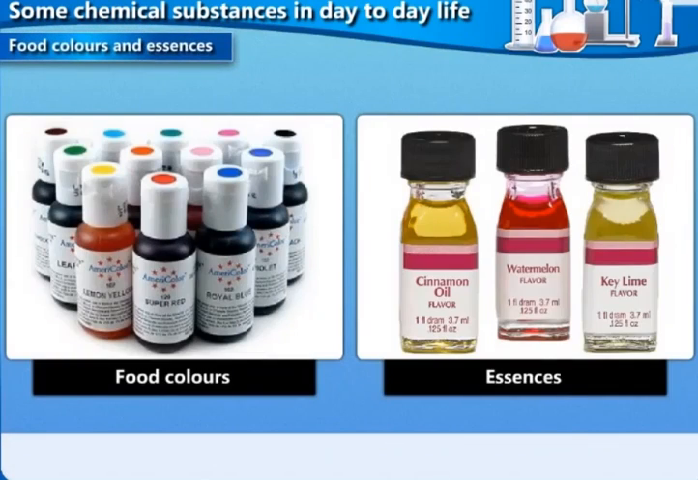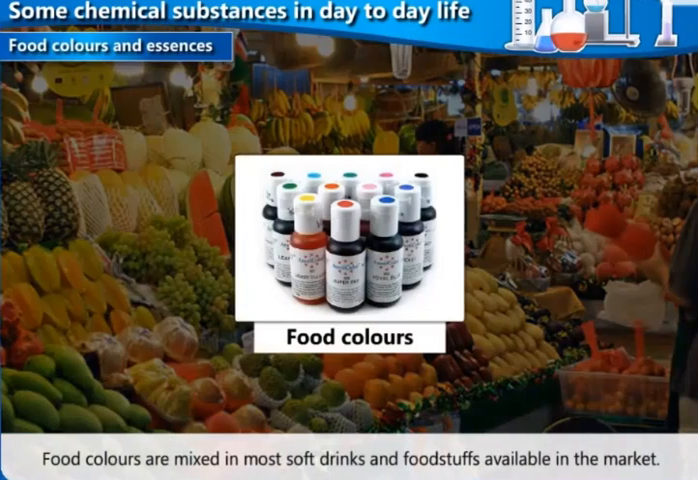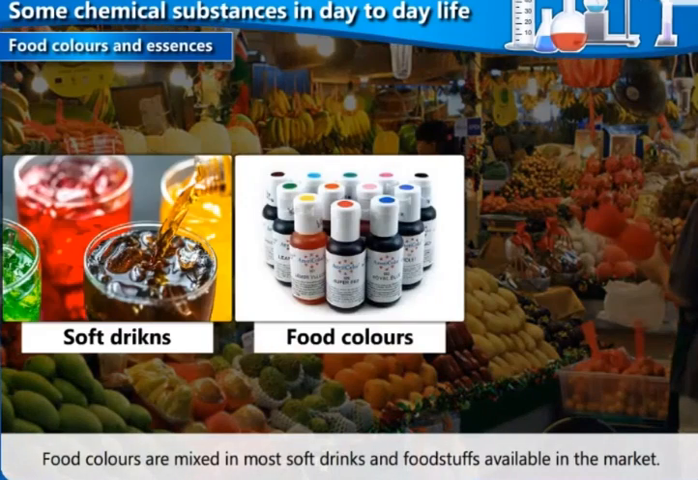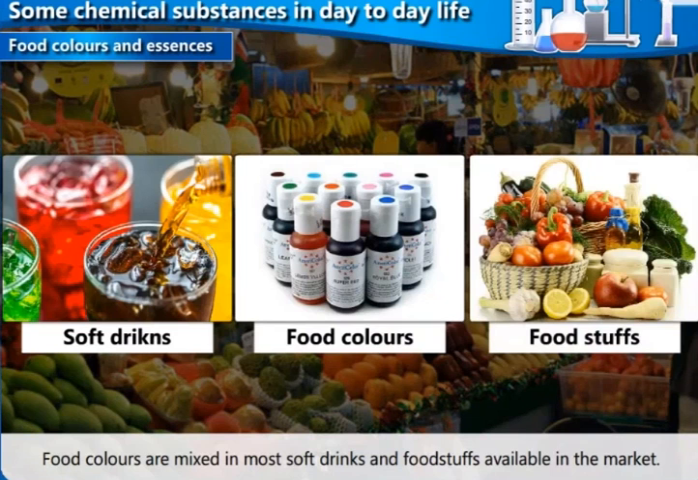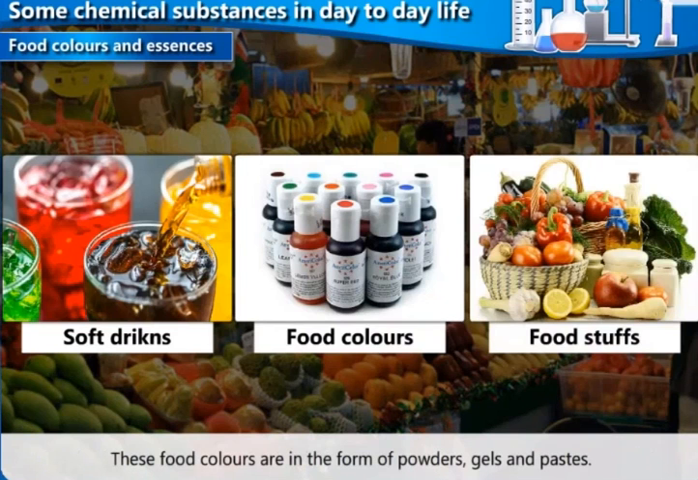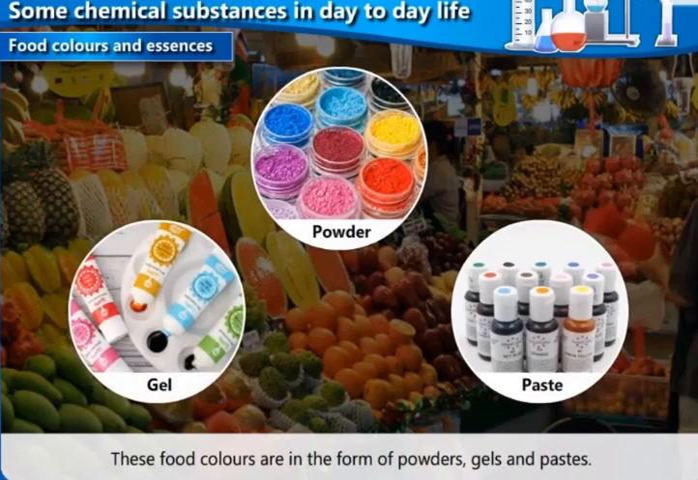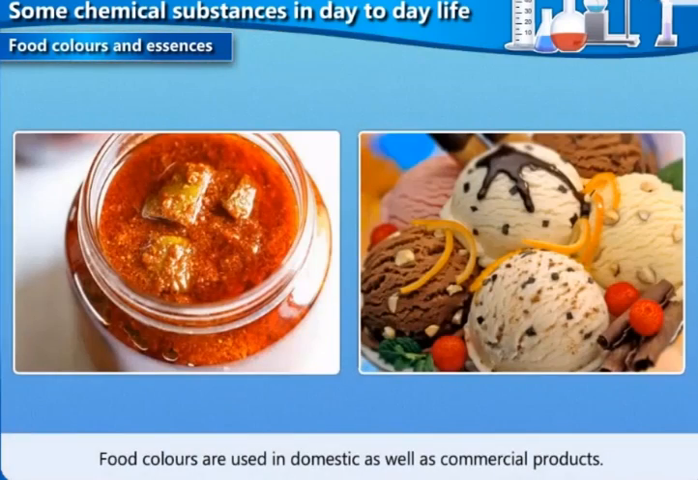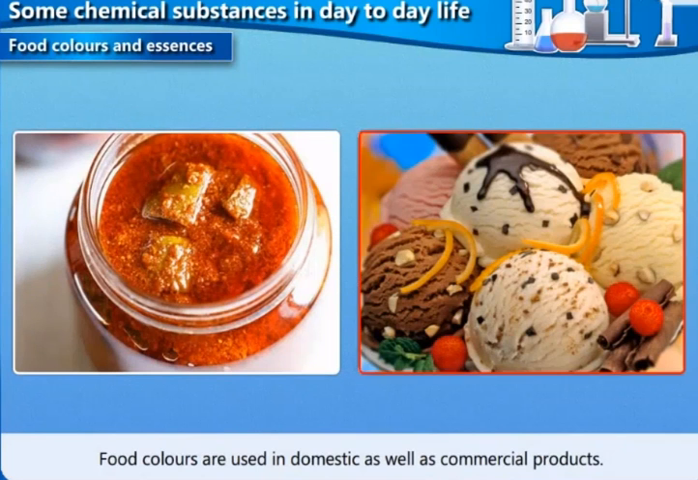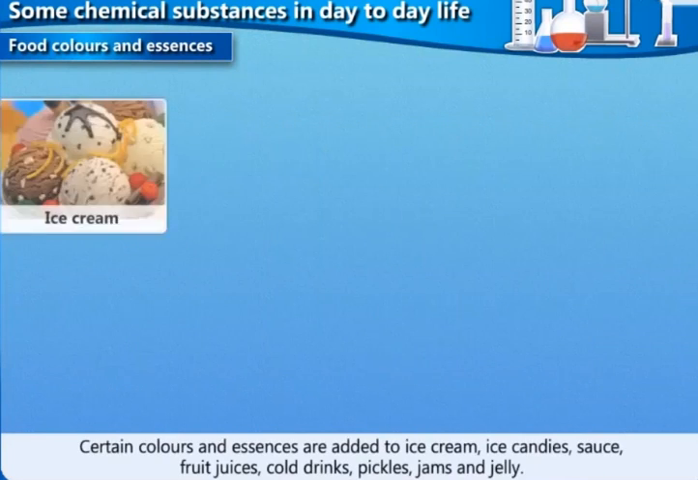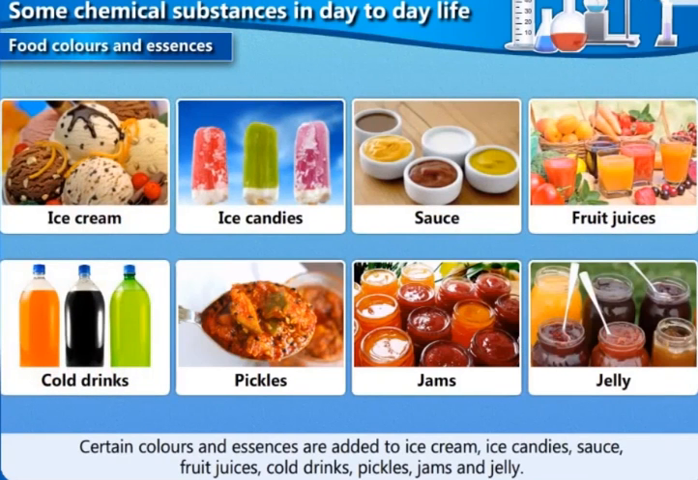Food colors and essences. Food colors are mixed in most soft drinks and foodstuffs available in the market. These food colors are in the form of powder, gels, and pastes. Food colors are used in domestic as well as commercial products. Certain colors and essences are added to ice cream, ice candies, sauce, fruit juices, cold drinks, pickles, jams, and jelly.